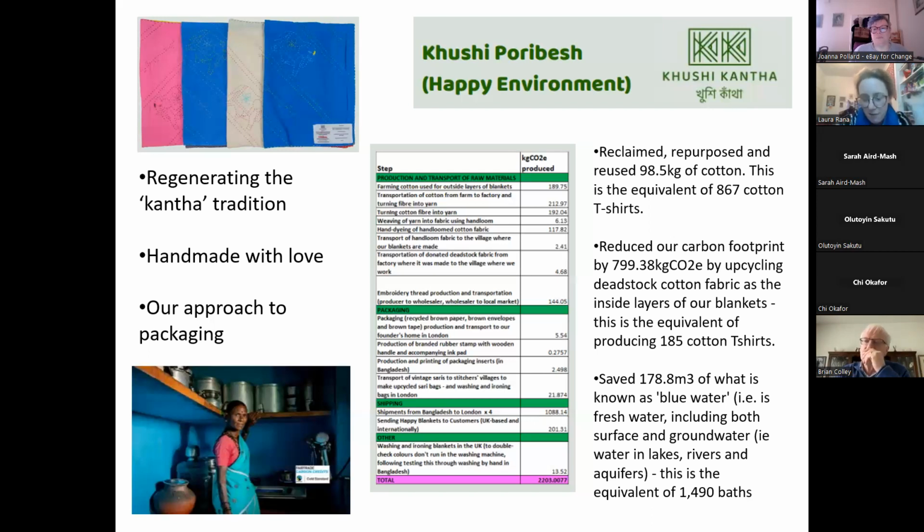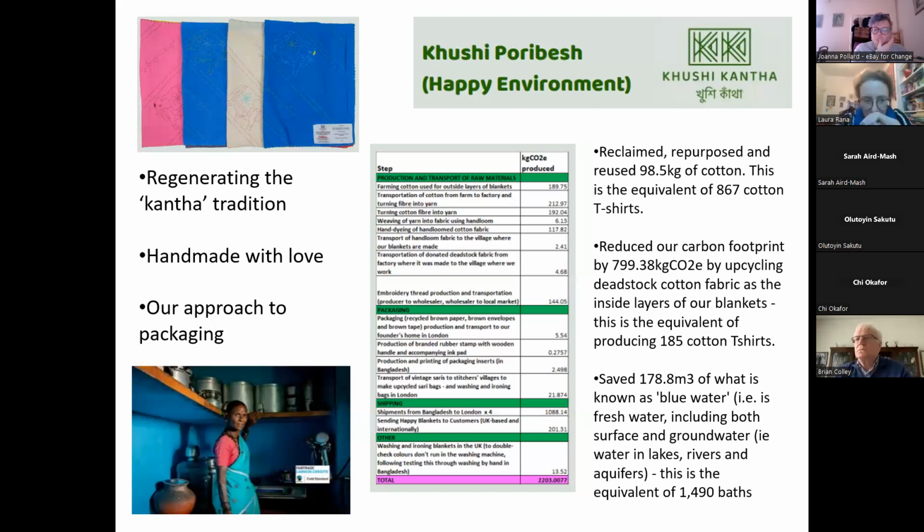The same in terms of saving water. We equated it to the number of baths that were saved. I don't think we're the only people doing that. I've seen in a lot of impact reports, people do this kind of thing, just to try and make the impacts tangible in a way that customers and other stakeholders can understand.